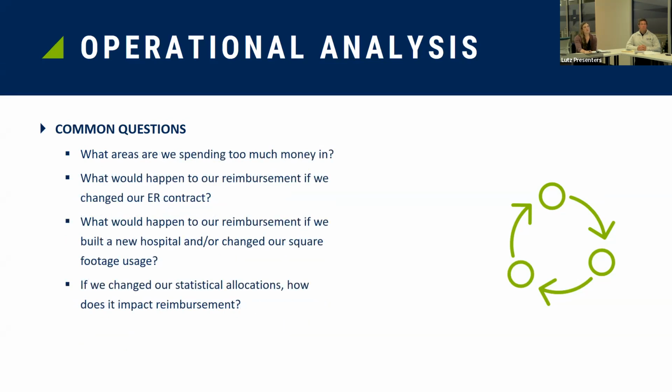A few more common questions that we receive on the interim or the cost report as an operational tool. What areas are we spending too much money in? So we discussed the cost to charge ratios. All of the cost to charge ratios and cost report data for hospitals is publicly available. So that's where you can start to benchmark your facility and your cost to charge ratios to maybe some peers to see what their cost to charge ratios are looking like. If your cost to charge ratios are significantly higher than your peers or benchmarks, maybe there is a different way to tackle some of the operational challenges in that department.